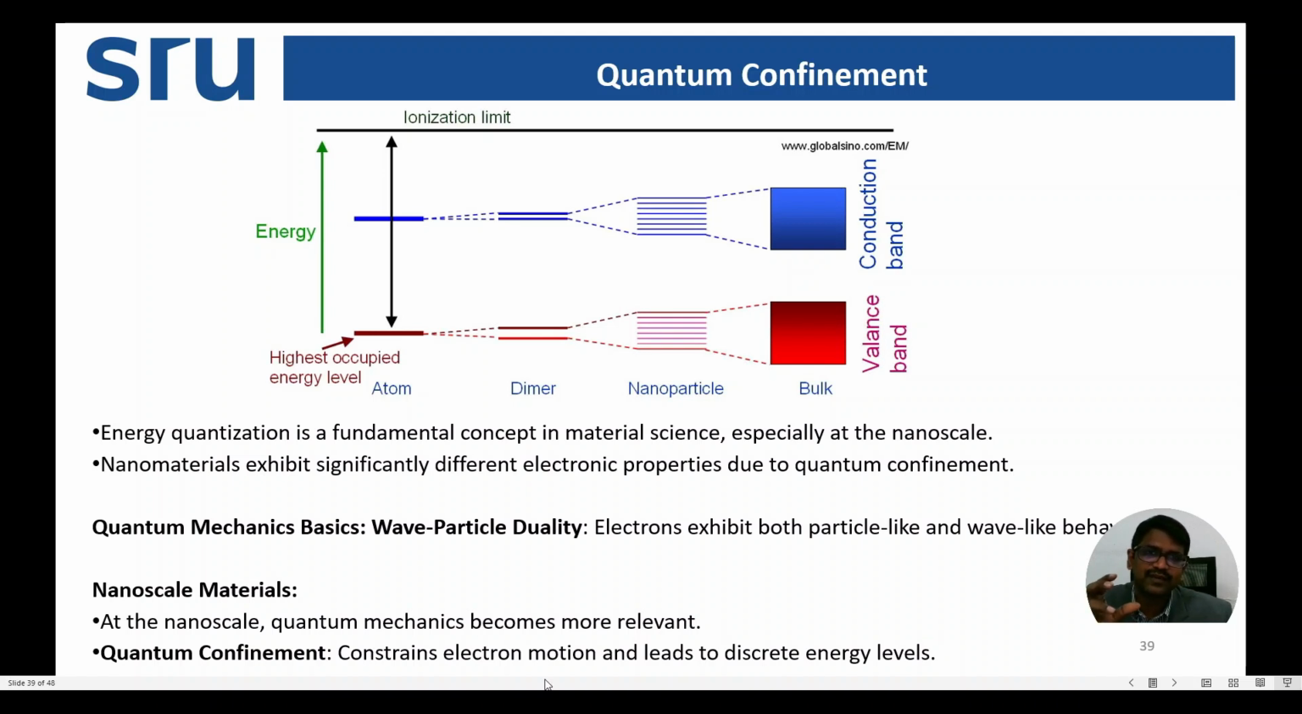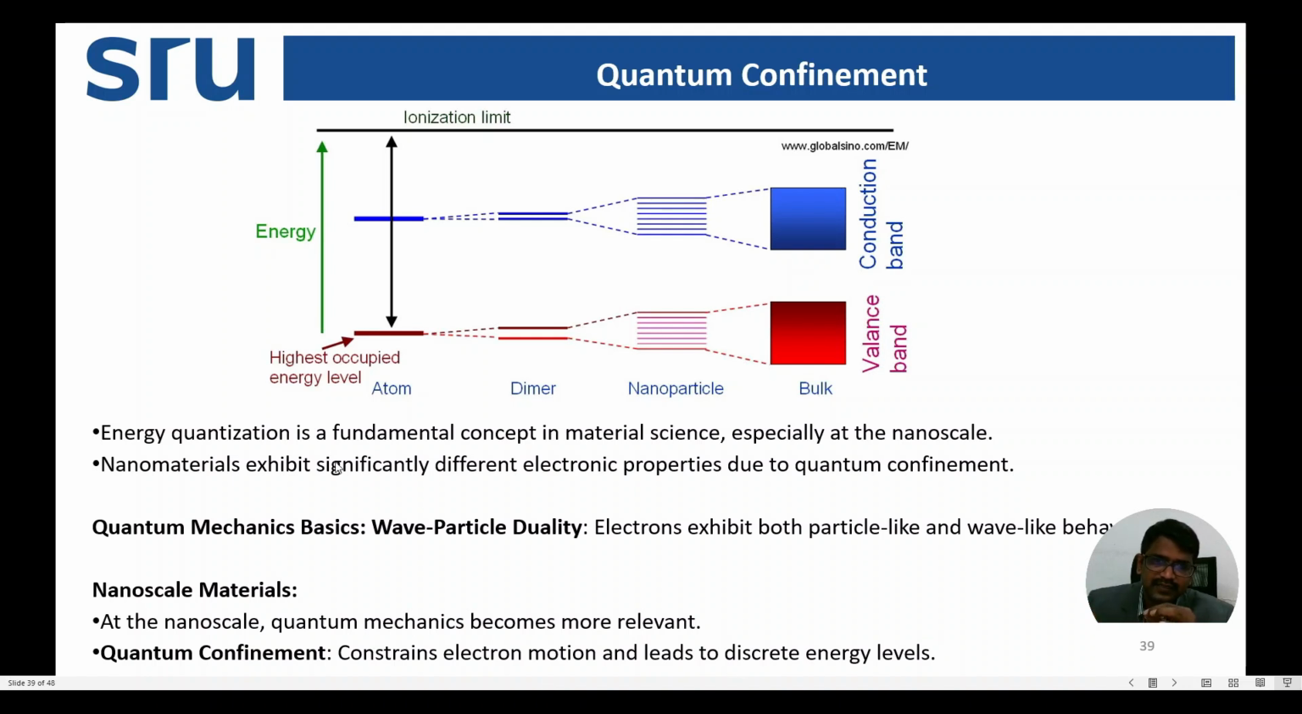What is the meaning of confinement? Confinement means restriction, right? It restricts or constrains the electron to be bound within a region. That's why it forms discrete energy levels. Because of this quantum confinement, because of this restriction on electron movement, these discrete energy levels can be formed.